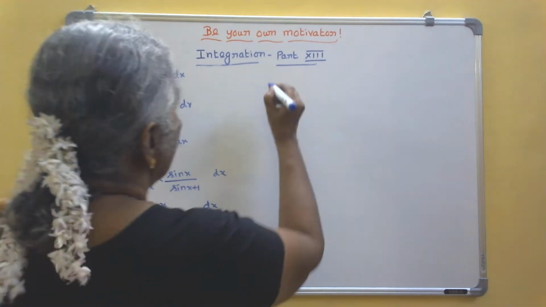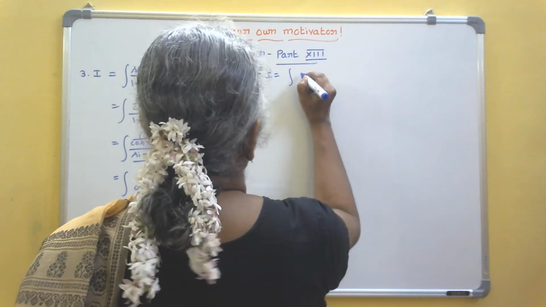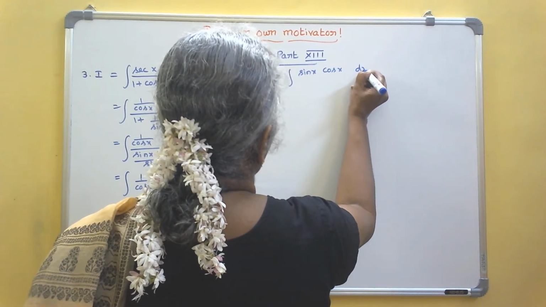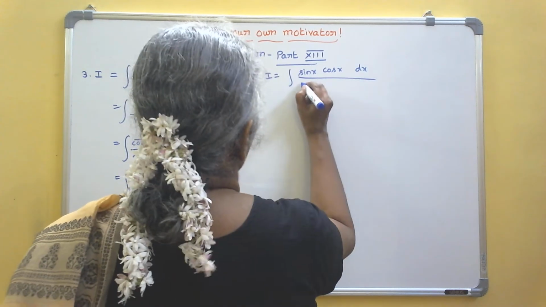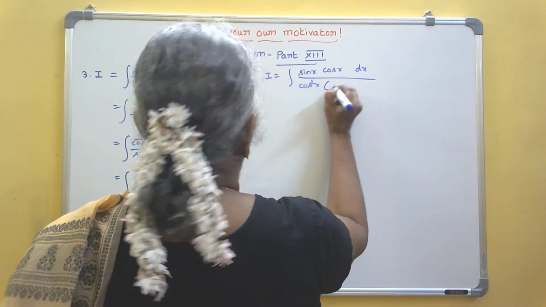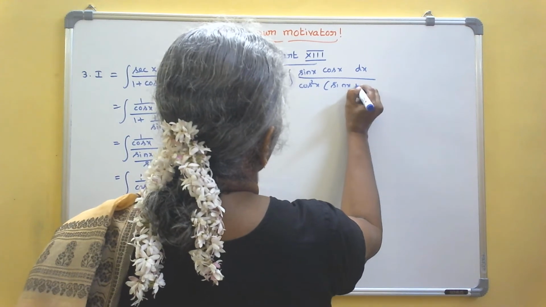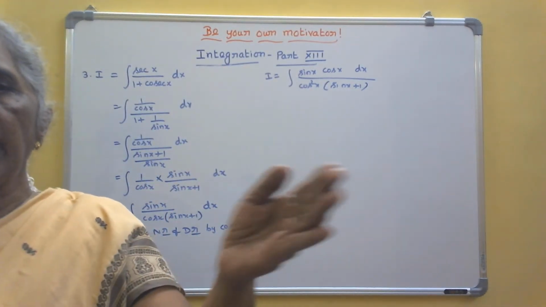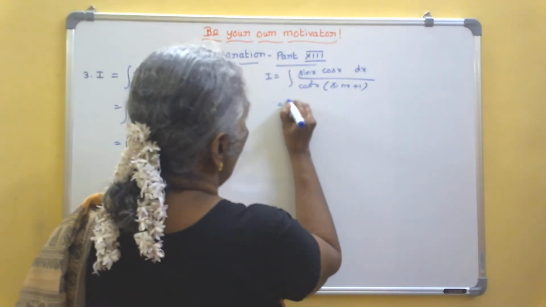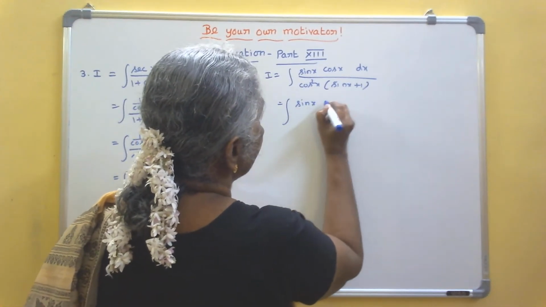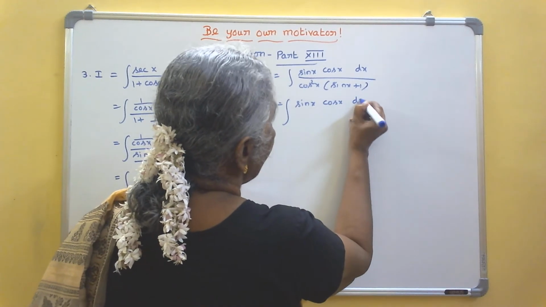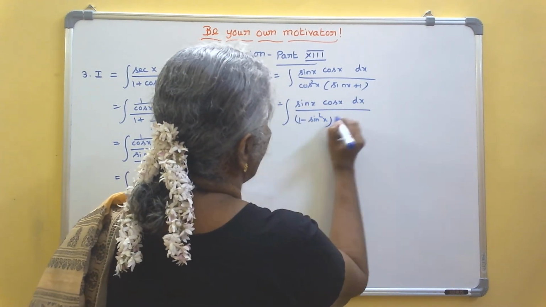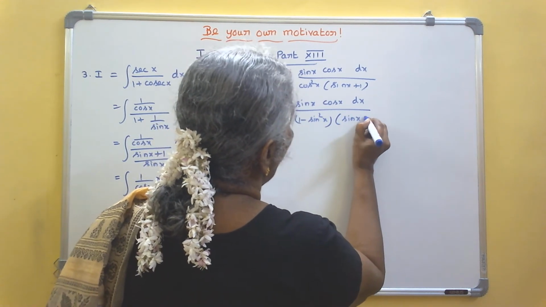So now I will get here sin x cos x dx. Here I will get cos squared x into sin x plus 1. The cos squared x I can write as 1 minus sin squared x. So I will write sin x cos x dx by 1 minus sin squared x into sin x plus 1.